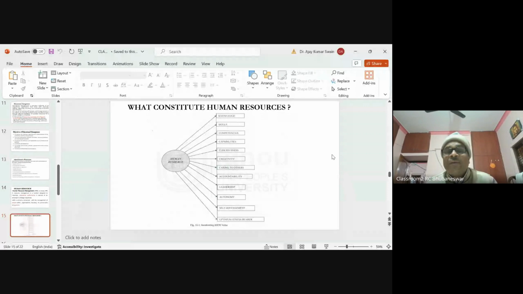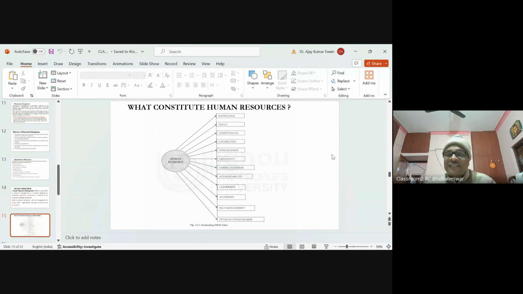Skills. They have to acquire certain skills to use in their working field. Another is competencies. If they are not competent enough to handle and act as per the need of the time, the need of the learner, the need of the institution, that may not be helpful for the institution. Capabilities, consciousness, creativity, caring for others, accountability, leadership, autonomy, self-management, optimum stress bearer.